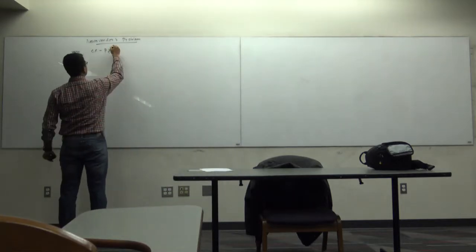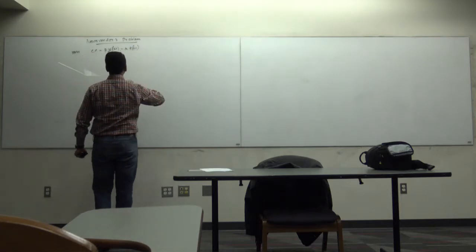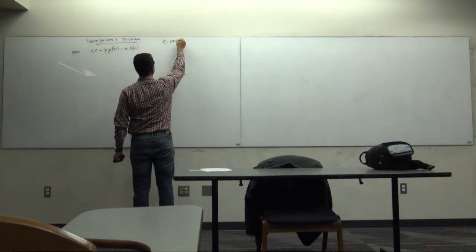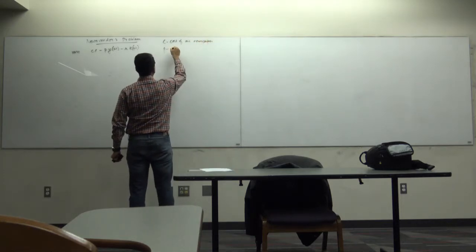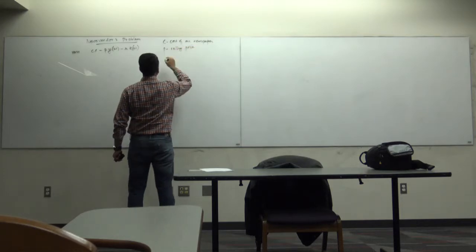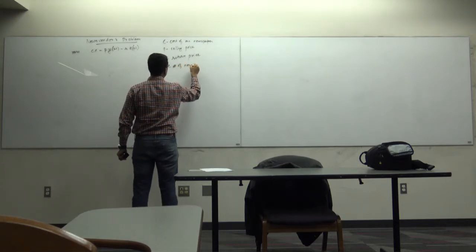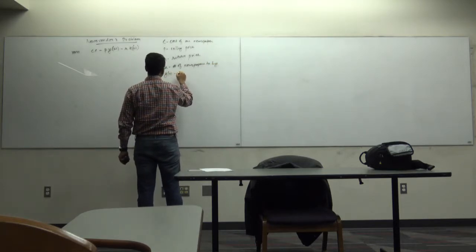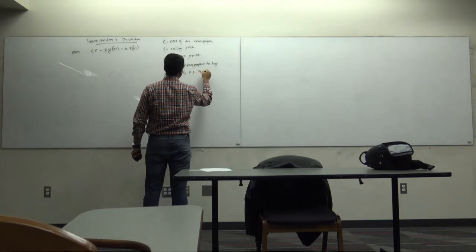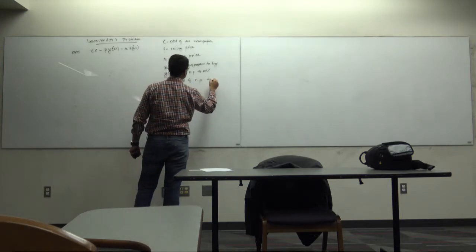I'll put omega in front of Y and in front of Z. So let me define these terms. C is the cost of one newspaper. P is the selling price. R is the return price. X is the number of newspapers to buy. Y of omega is the number of newspapers to sell. And Z of omega is the number of newspapers to return.